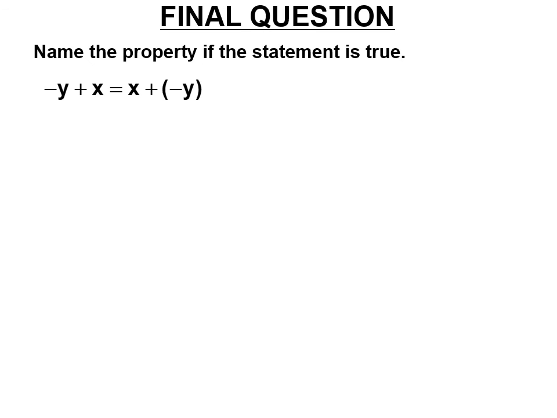So which one is that? The opposite of y plus x will always equal x plus the opposite of y. That's always true. What property says so? Commutative, 2 m's and 2 t's in commutative. Thank you.